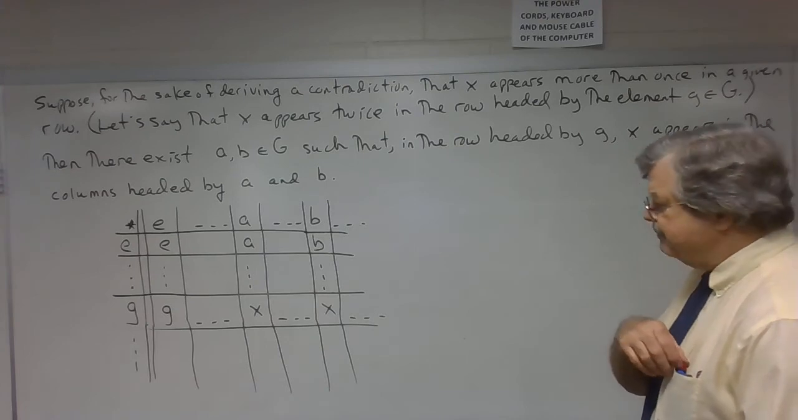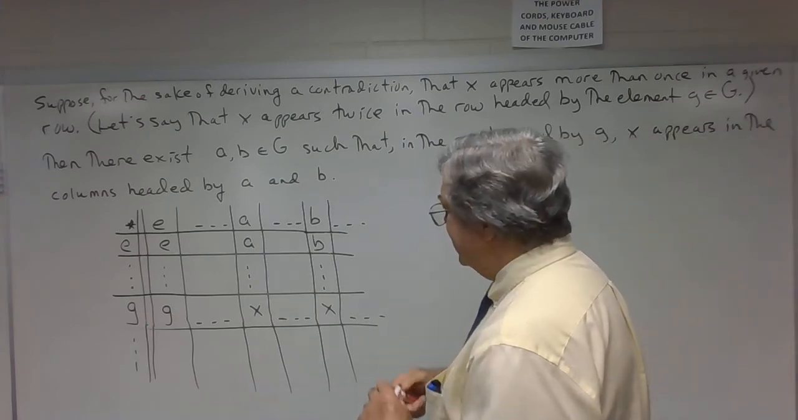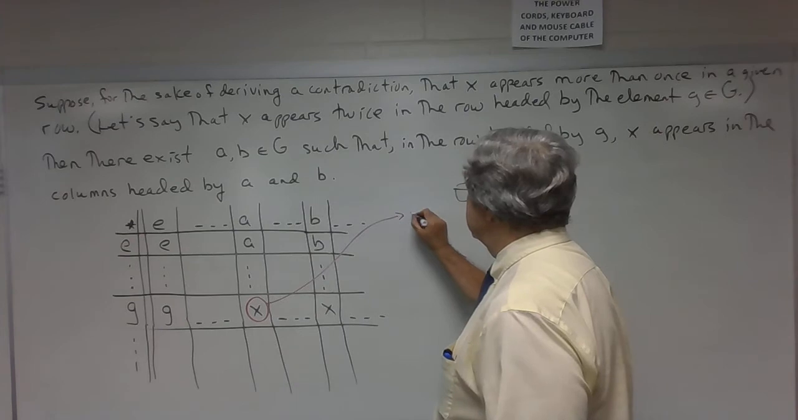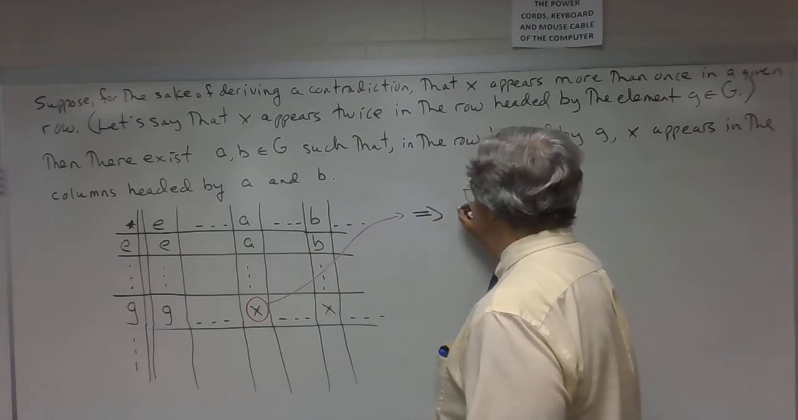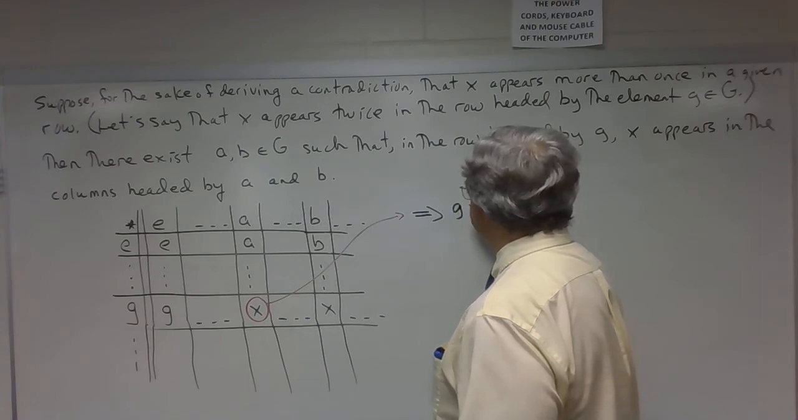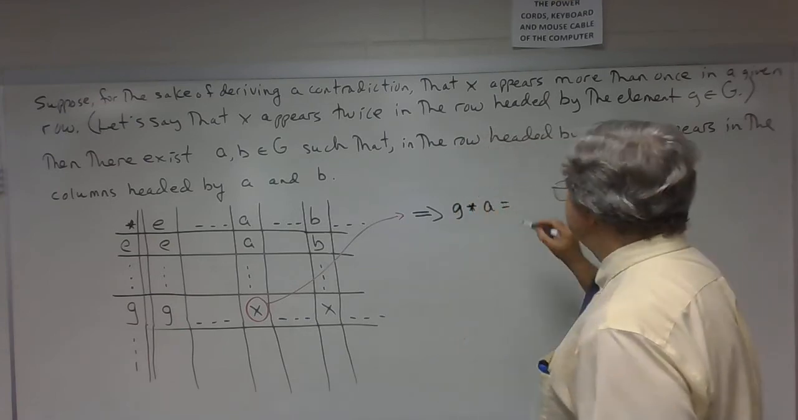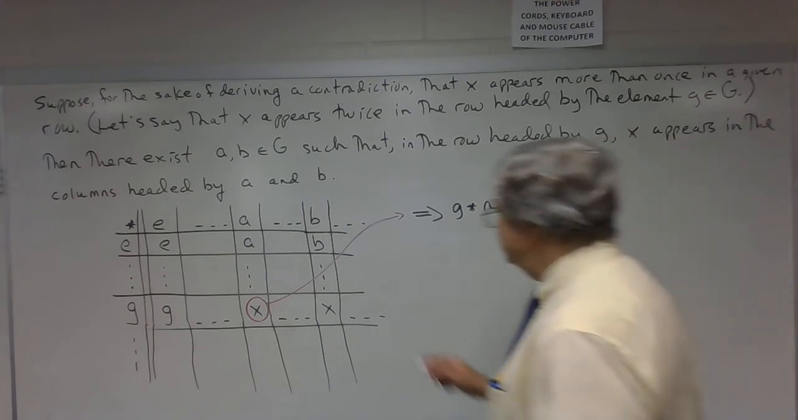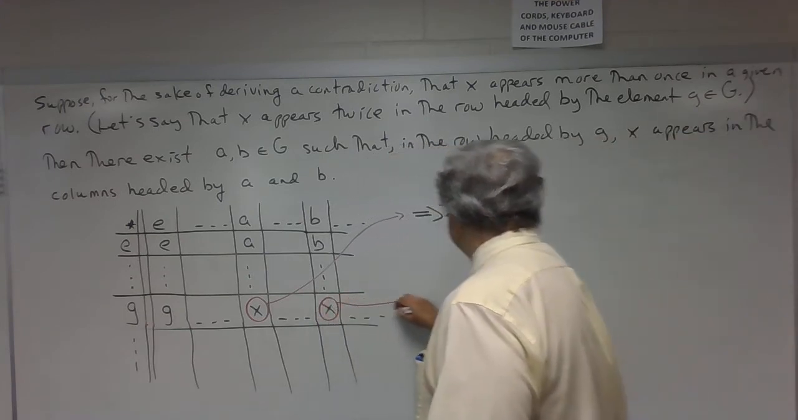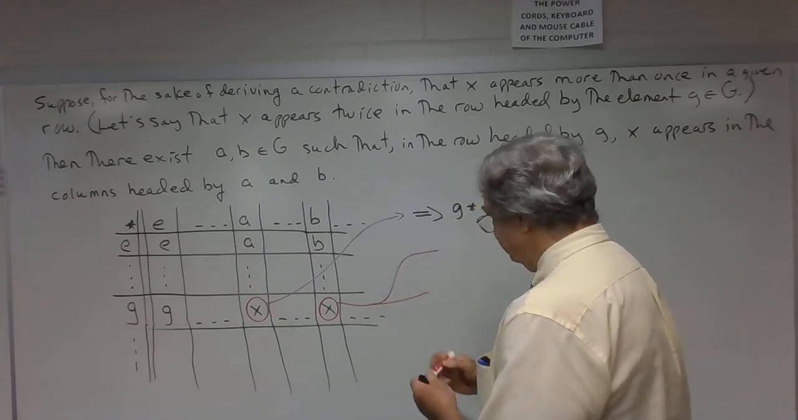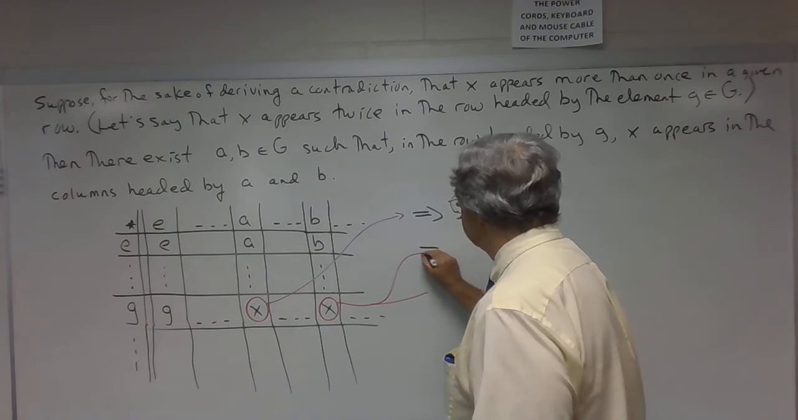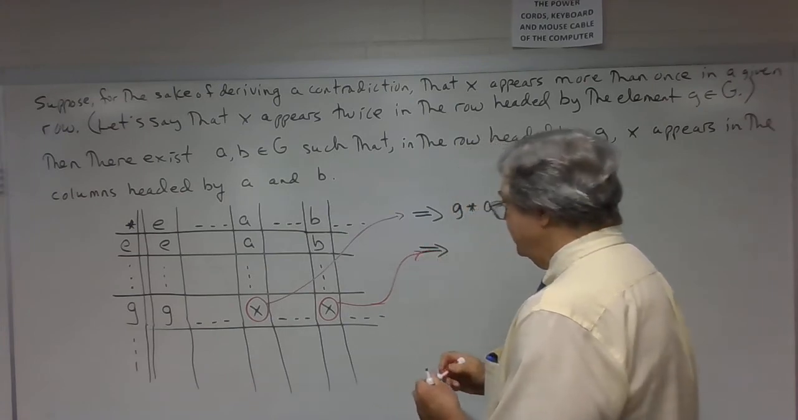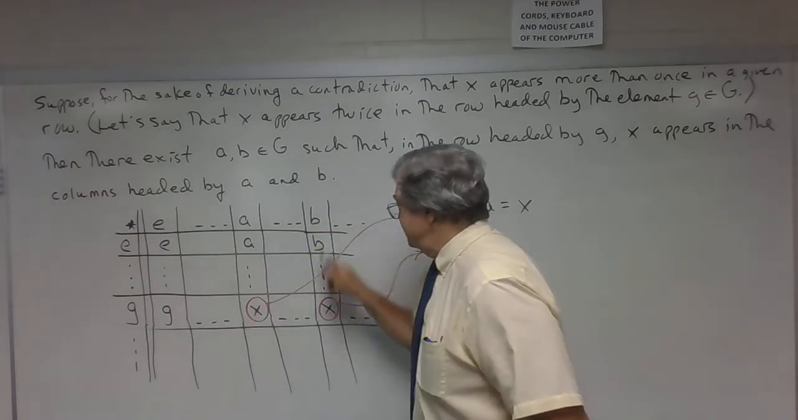So what does this mean? The fact that X appears here implies that G star A is equal to X. And the fact that X appears here tells us, let's see, this is G times B, or G star B.